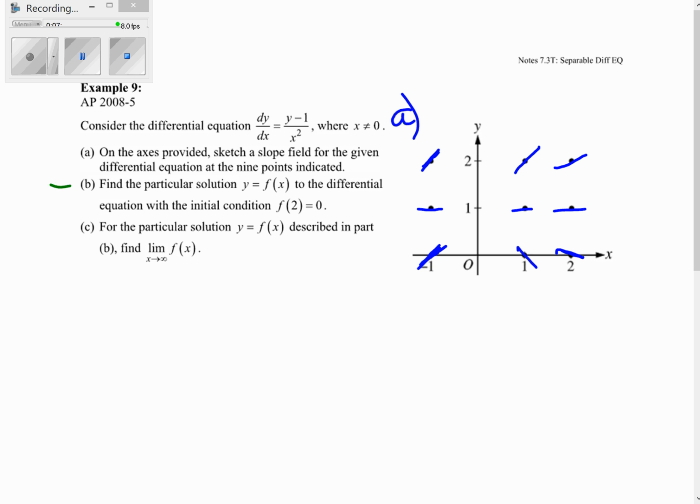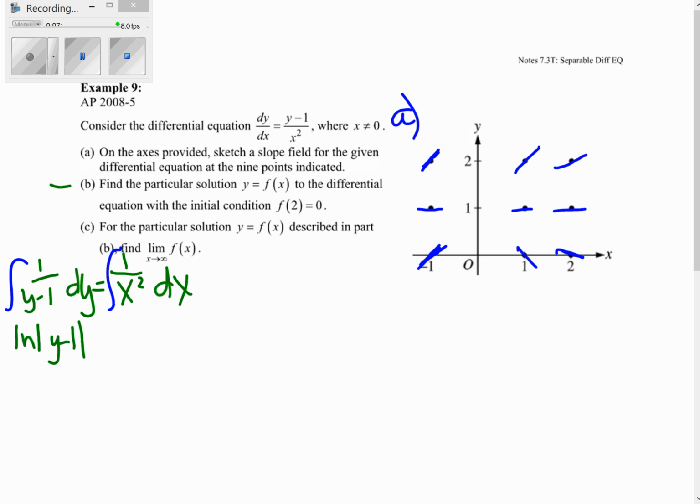Now for part B, find the particular solution to the equation. This, you need to separate your variables, okay? So we get 1 over y minus 1 dy equals 1 over x squared dx. We are going to integrate both sides. Again, you might even get a point just for writing that as separate variables, even if you can't do anything else. ln of y minus 1 absolute value.